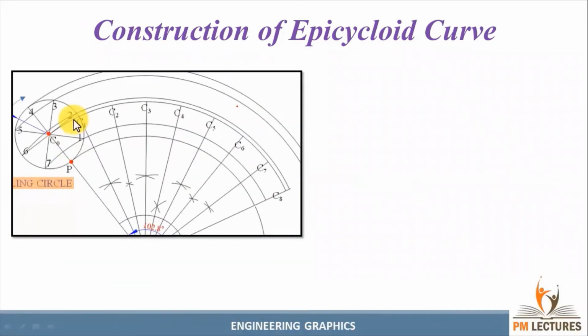So after making the arc, we need to give the names: this is C0, C1, C2, C3, C4, C5, C6, C7, C8. After giving the names, we need to make another arc. So take your compass and measure the distance of the rolling circle, that means the radius. After measuring this radius, with C1 as center, make an arc in the first line.